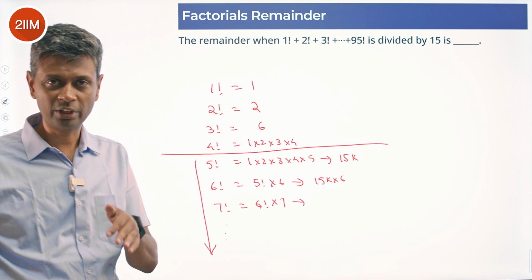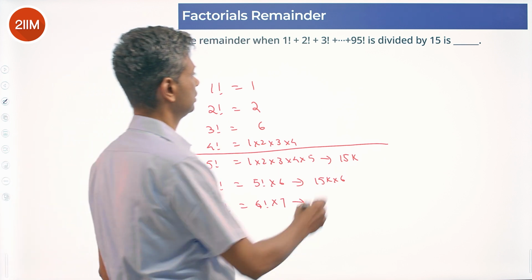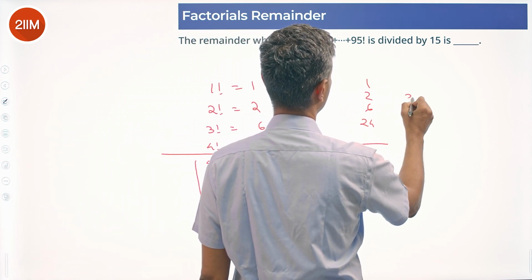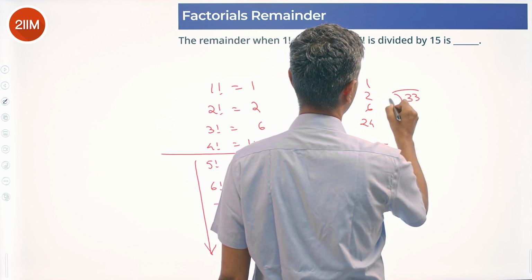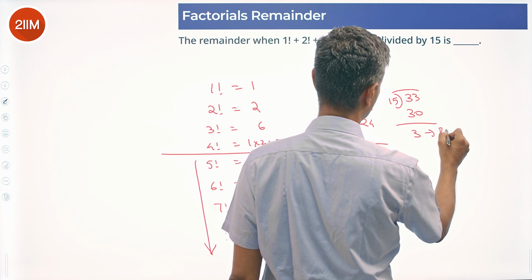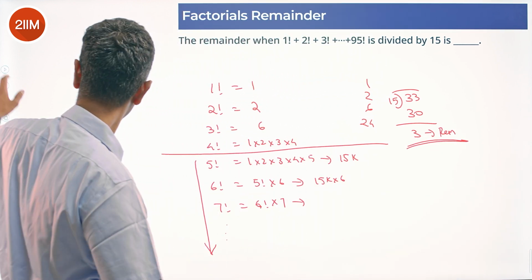So I simply don't have to worry about it. For finding remainder by 15, I just need to worry about these 4 numbers. 1, 2, 6, 24. Add them 30, 33. 33 divided by 15, remainder is 3. Done.